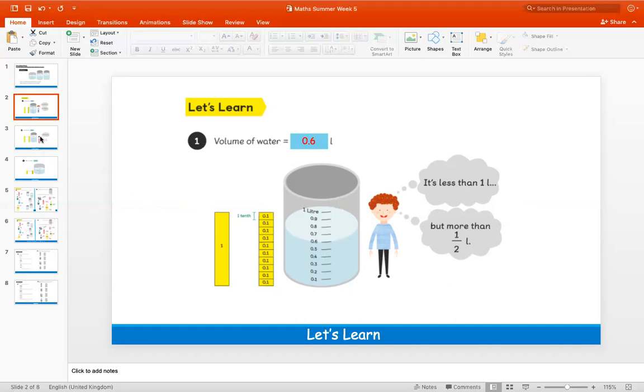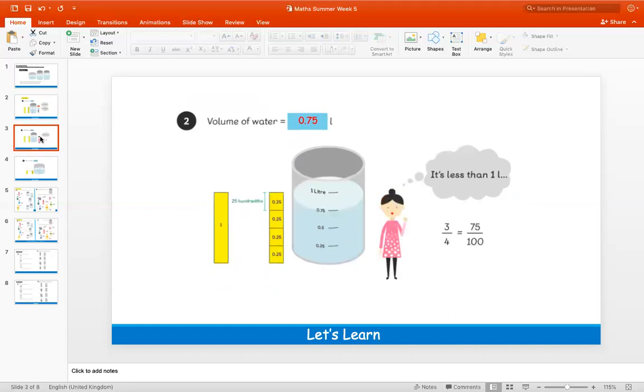Let's look at a different container now. This one was the end one. So it goes up in quarters. We know that a quarter is the equivalent to 0.25. And we go up. So we just count up. So this was 0.25, 0.5, and then 0.75. We still know that it's less than 1 litre, but is way more than a half, and it is more than 0.6 litres.